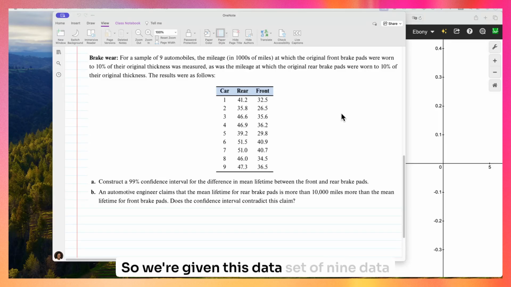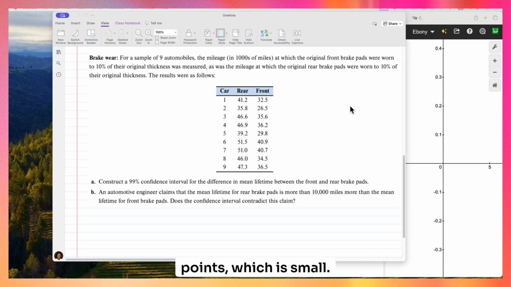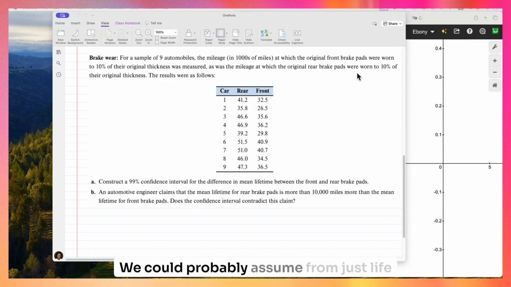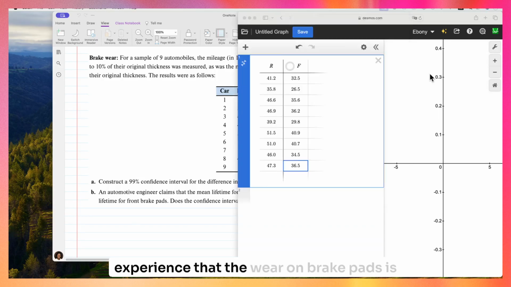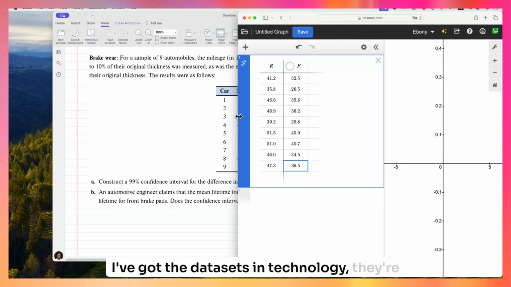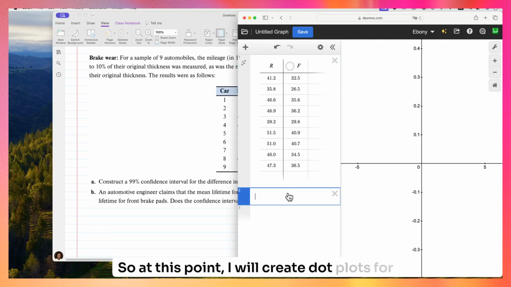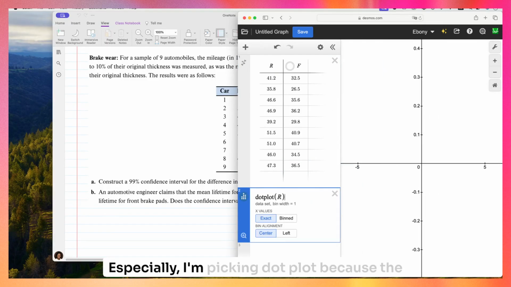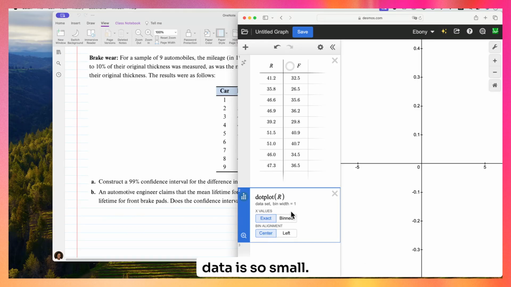So we're given this data set of 9 data points, which is small, so we would want to assess normality. We could probably assume from just life experience that the wear on brake pads is normally distributed, but just in case it's not, we can look at the data sets. I've got the data sets in technology, in Desmos, using the table feature, and I've rewritten the headers R for rear brake pads and F for front brake pads. At this point, I will create dot plots for both, picking dot plot because the data is so small.